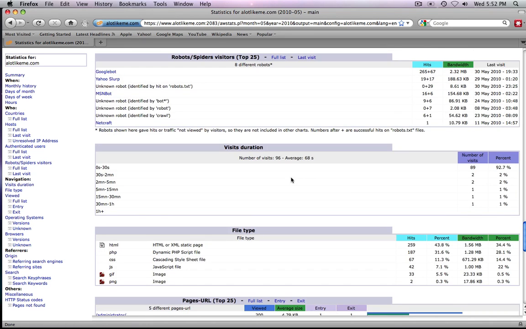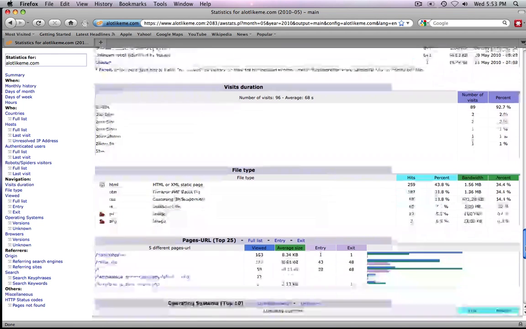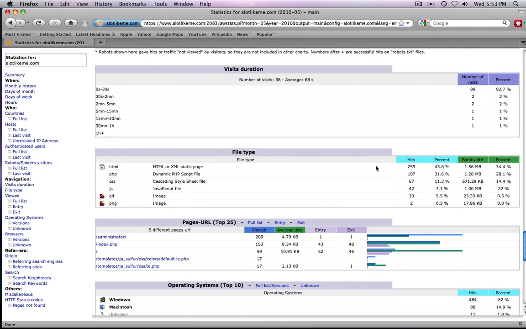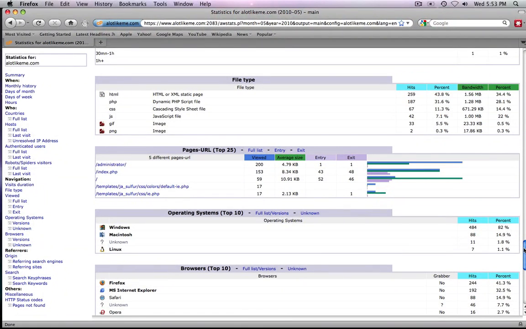Now we'll look at visits duration. So this explains that 0 to 30 seconds is 92.7% of the people. 30 to 2 minutes is 2%, and so forth. This explains the top files used and how many times those files were used. This explains the top pages.